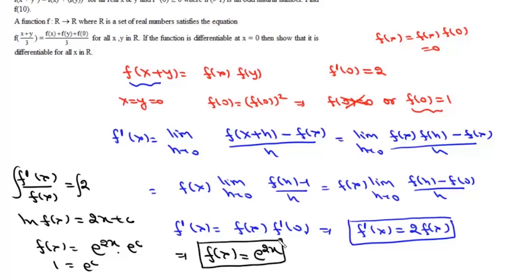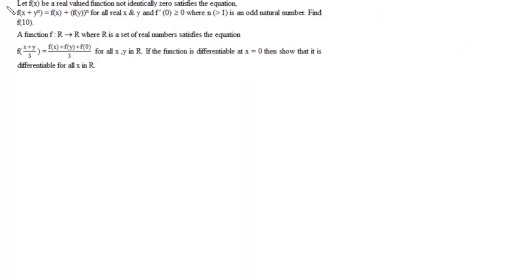And that is what we need to find in this question. Now this third question is, let f(x) be a real valued function not identically 0, satisfying the equation f((x plus y) to the power 1/n) is equal to (f(x) plus f(y))... where n is an odd natural number and it is true for all real x, y, and f dash 0 is greater than or equal to 0. Now we need to find the value of f(10).